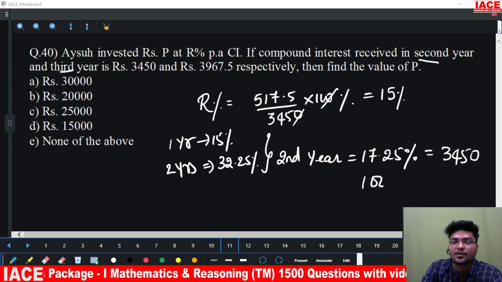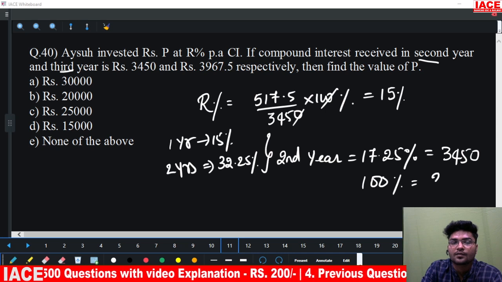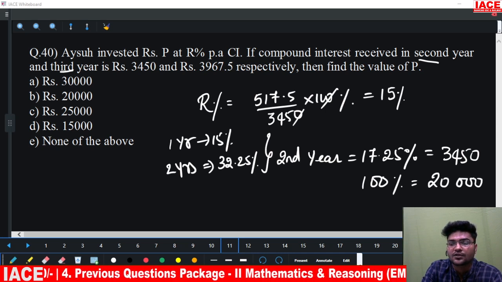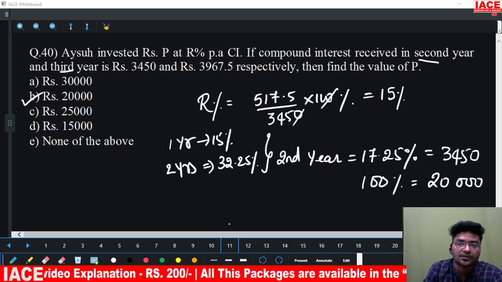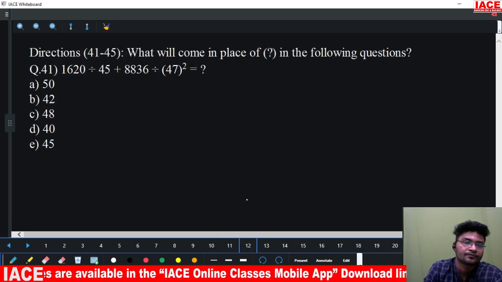So 100 percentage will be how much? 100 percentage will be 20,000. Option B is the right answer.